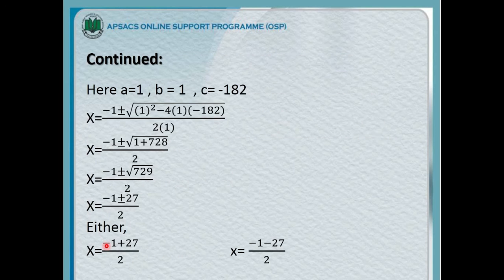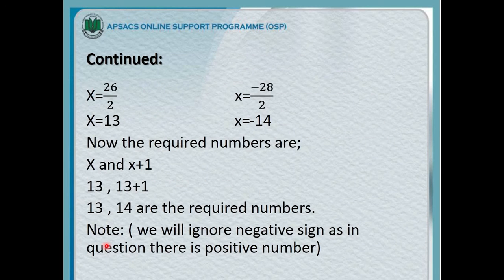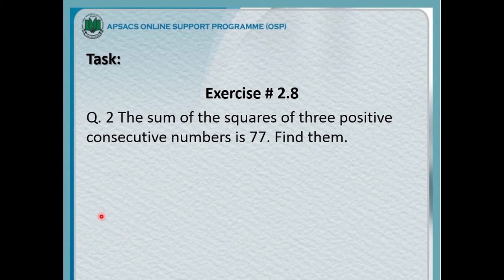I am going to apply the quadratic formula, and by applying it we get two values of x. x equals 13 and the other value of x is minus 14. It's given that the numbers are positive, so we will ignore the negative value. Now the required numbers will be x and x plus 1. If x is 13, then the next number will be 13 plus 1, that is 14. So 13 and 14 are the required numbers.